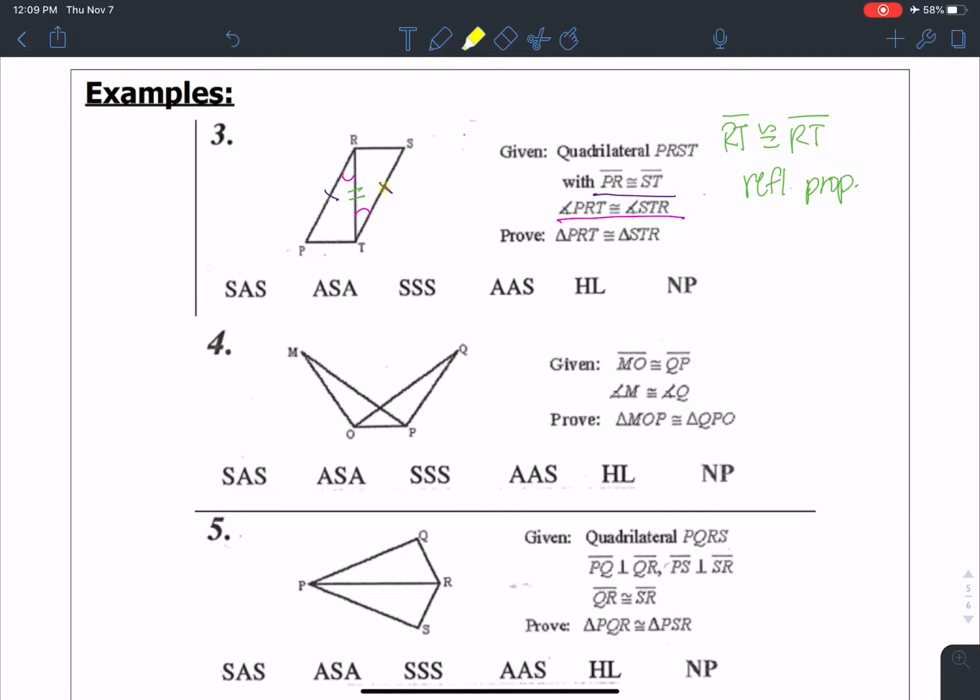So I can see I have a side, an angle, and a side, so this is going to be side, angle, side.